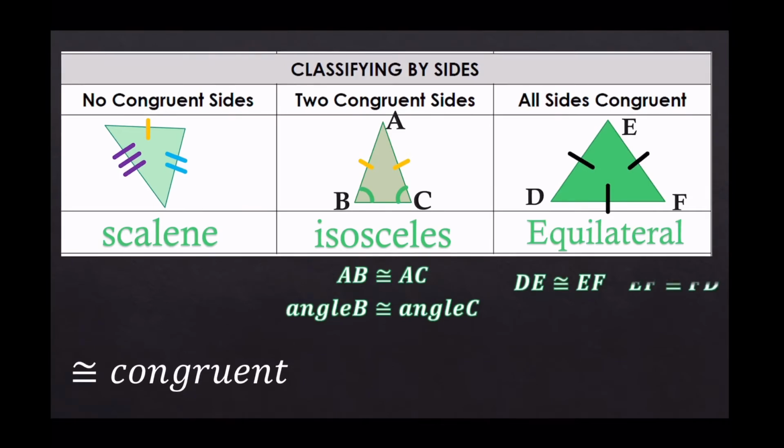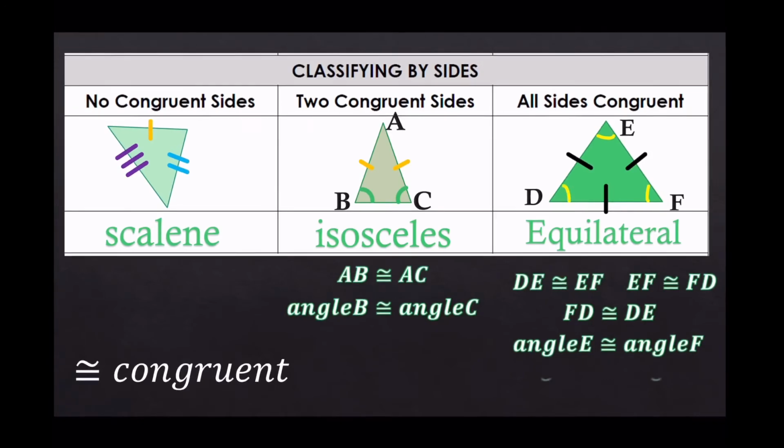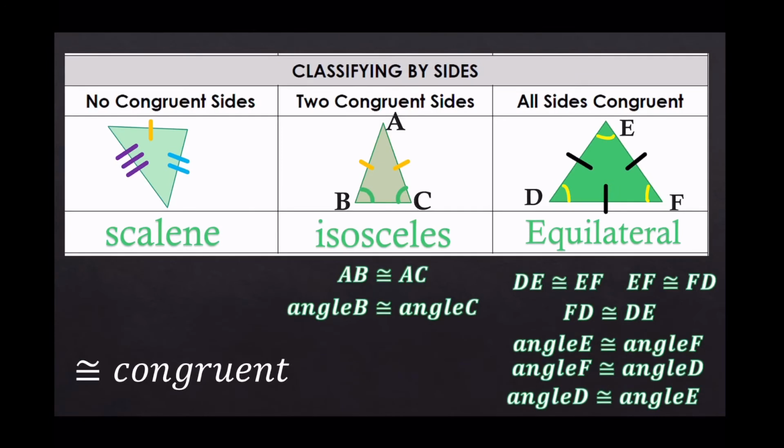DE would be congruent to EF. EF is congruent to FD, and then FD is congruent to DE. An equilateral triangle, you could also say, is equiangular, meaning angle E and angle F are congruent. Angle F and angle D are congruent. And then angle D and angle E are congruent. So if it's equilateral, it's also equiangular. And we're going to see some of that.